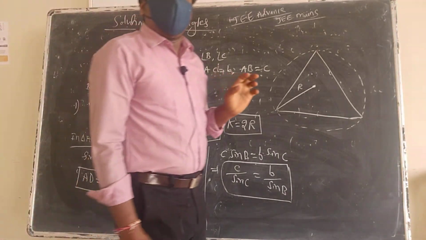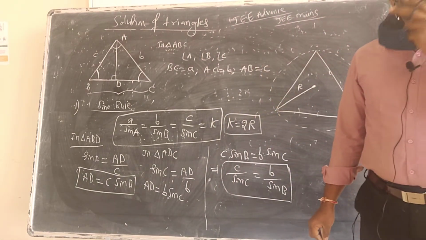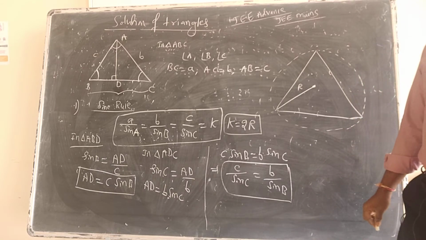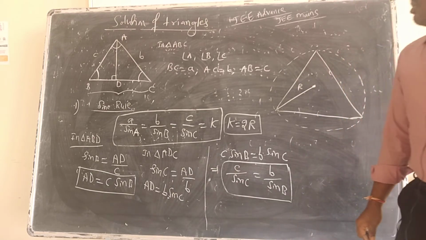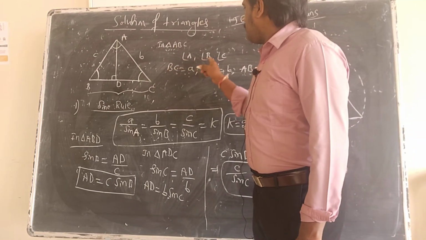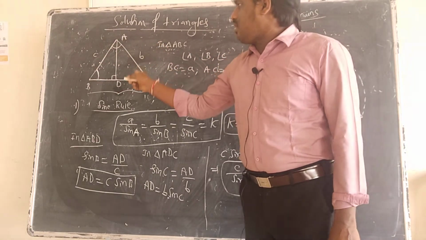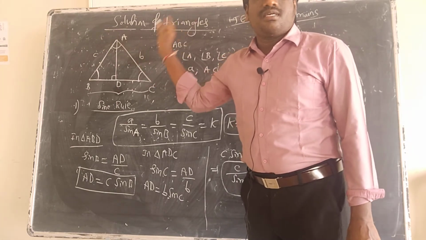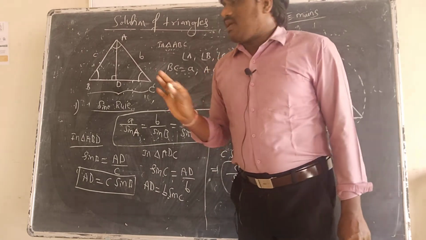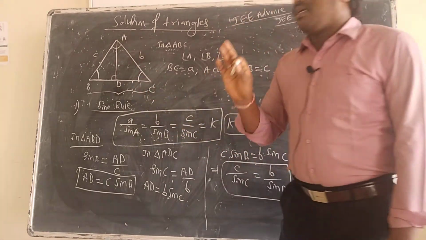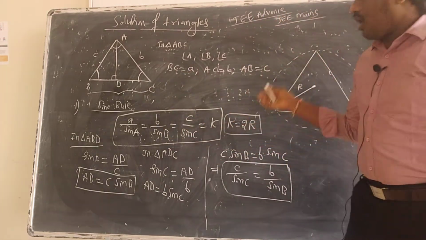What is the sine rule here? The sine rule is an important topic which I am explaining to you. Here ABC is a triangle. Angle A, angle B, angle C are given. Always we say A, B, C are angles. Opposite to capital A is small a, opposite to capital B is small b, opposite to capital C is small c. These are called sides. What is the first rule we are learning? The sine rule. The sine rule says a by sine A is equal to b by sine B is equal to c by sine C is equal to K.